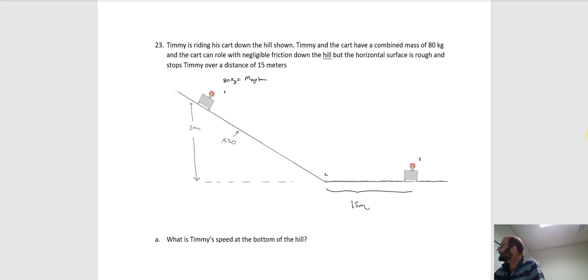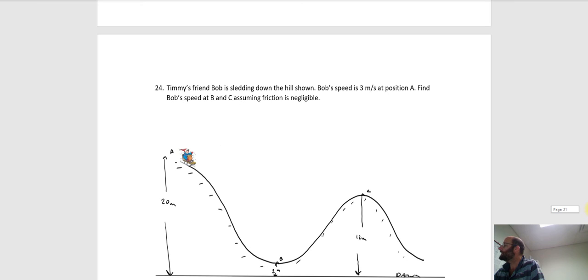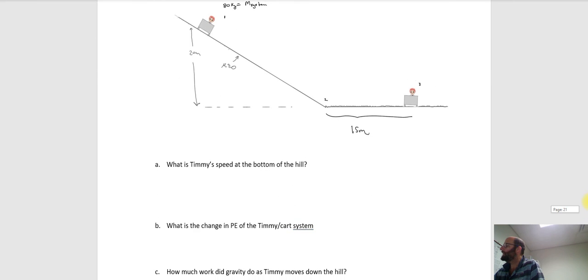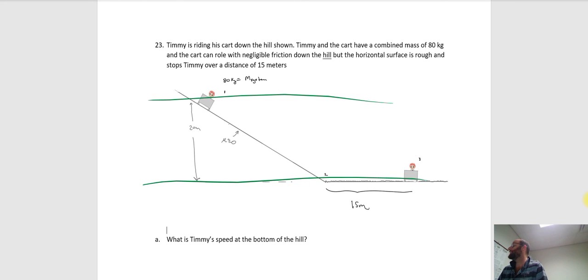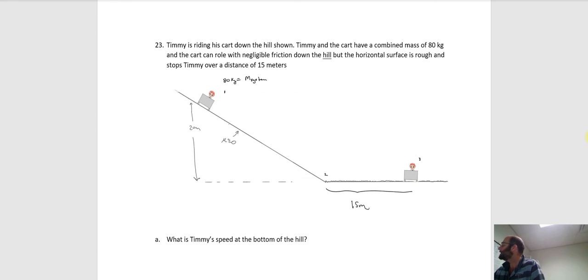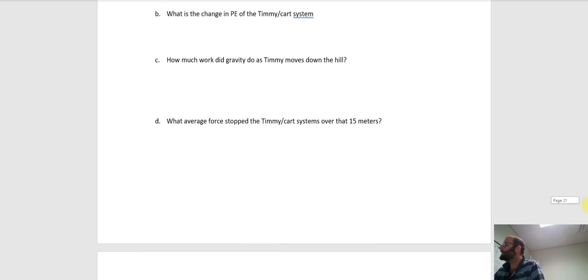Okay, the next part: the change in potential energy of the Timmy-cart system. I'll let you think about that, but I will just mention this. Change in anything is final minus initial. So ask yourself, what is Timmy's final potential energy when he's here, minus what was his initial potential energy when he was here? And you should get some negative number, by the way.